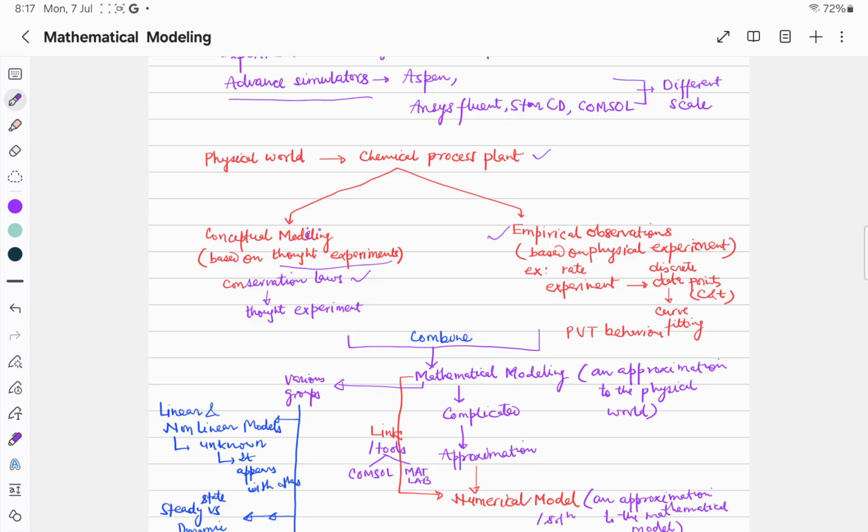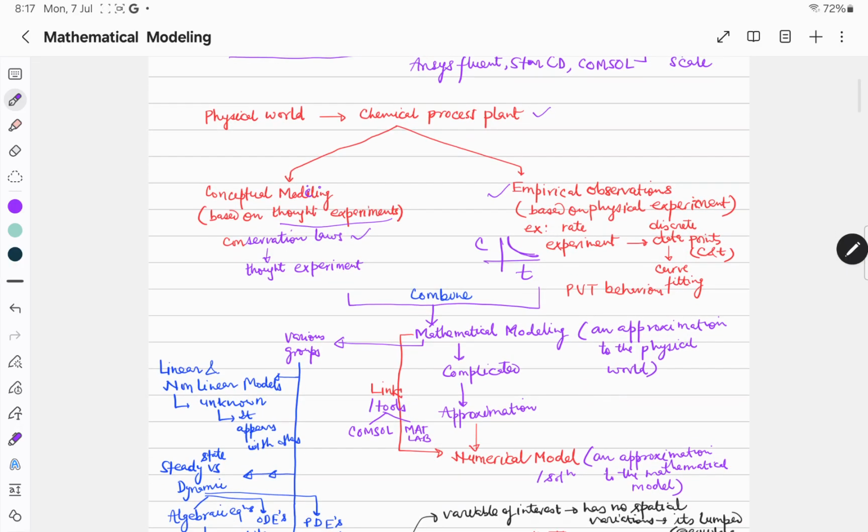You will get discrete data points of concentration and time, then plot the curve between concentration and time. Through curve fitting you will get this curve, and then the slope of this curve, dC/dt, will give you the rate. So this is the empirical observation.